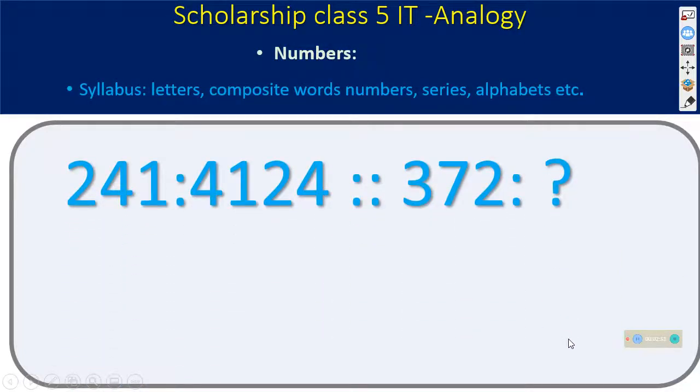Here comes the question. The question is 241, 4124 and 372. What will be next? That is the question. You can pause the video here and start thinking in your own way to get the answer, because I will be explaining very few, and during that time itself you can think of checking your intelligence. 241 and 4124, how these two are related with each other. That is the first thing you have to bring into your mind.